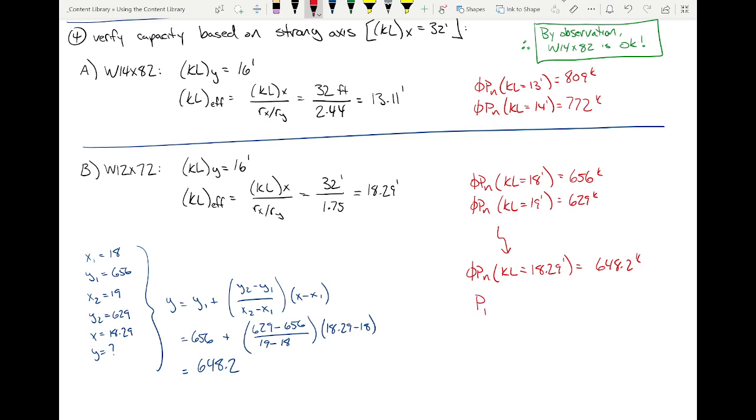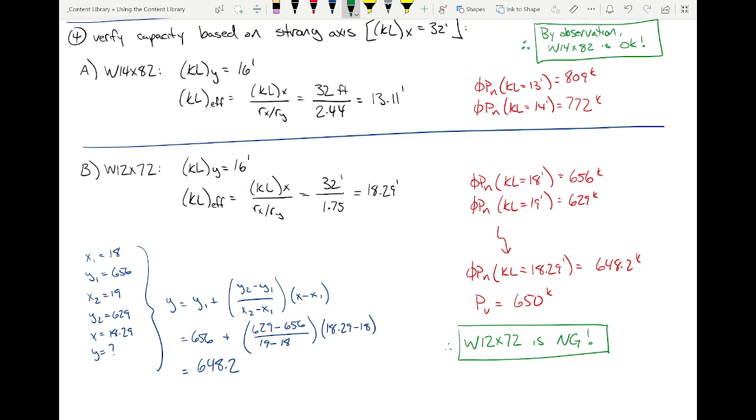Now remember, our Pu was 650 kips. What does that mean? It doesn't work, right? It's no good. So therefore, the W12 by 72 is no good. Was it still worth checking? Yeah, it was worth checking. It was definitely worth checking because if it did work, it'd save us some cash.